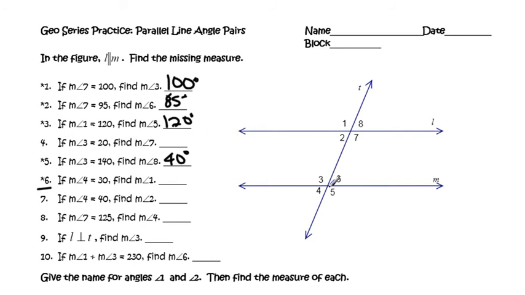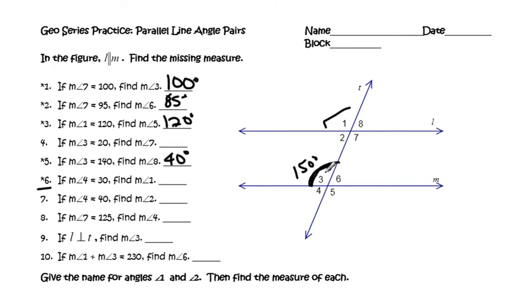Number 6, if the measure of angle 4 is 30 degrees, the measure of angle 1, once again, angle 1 and angle 4 don't have an angle relationship. So what I would do is go to any of my other angle pairs that I know are true. And what I'm going to do is linear pair here. So I know 3 and 4 form a linear pair, and if 4 is 30 degrees, then 3 would be 150 degrees because a linear pair is supplementary.